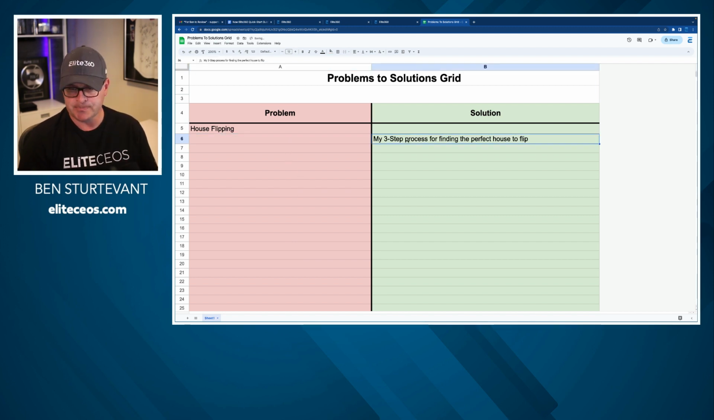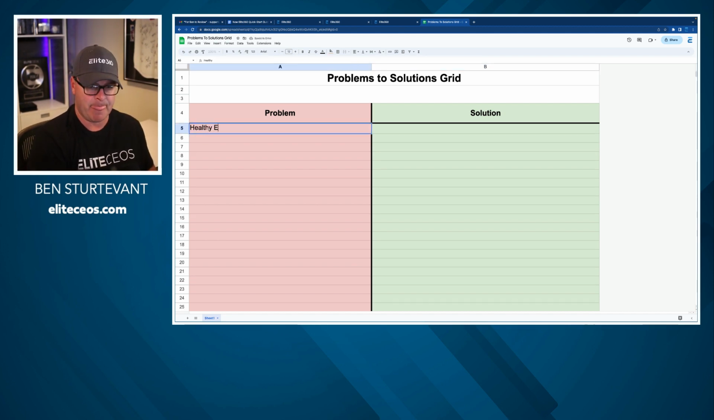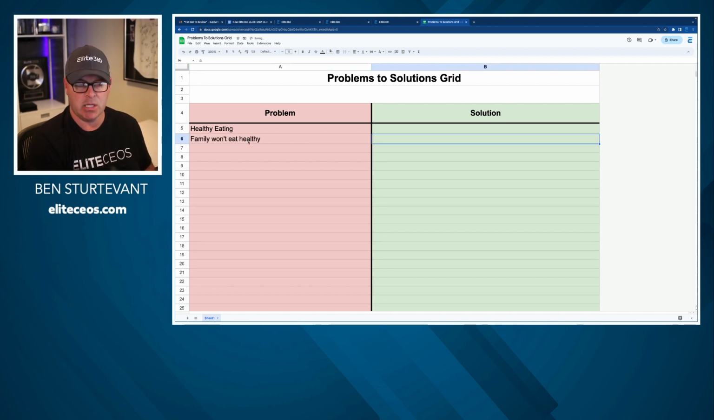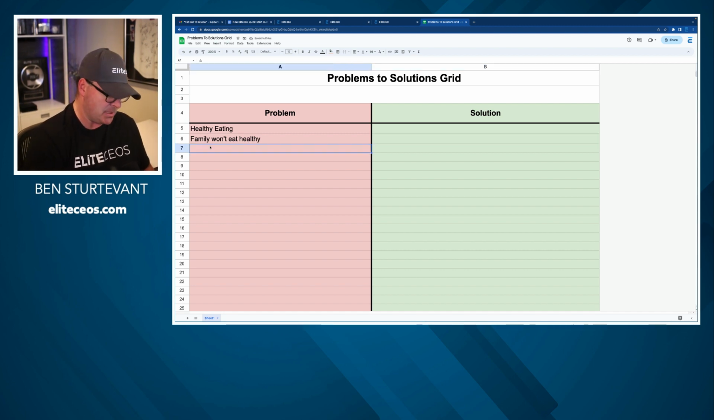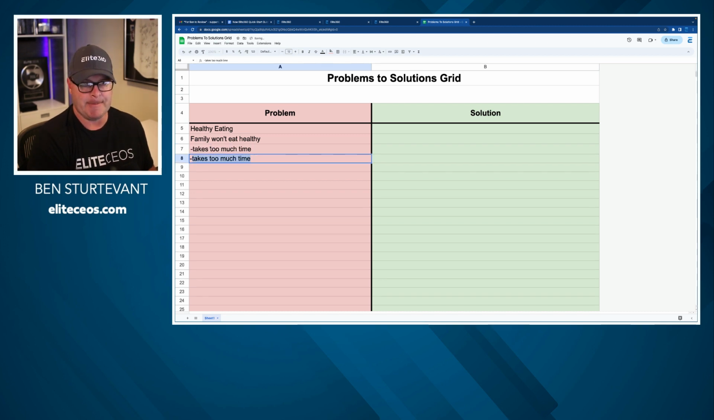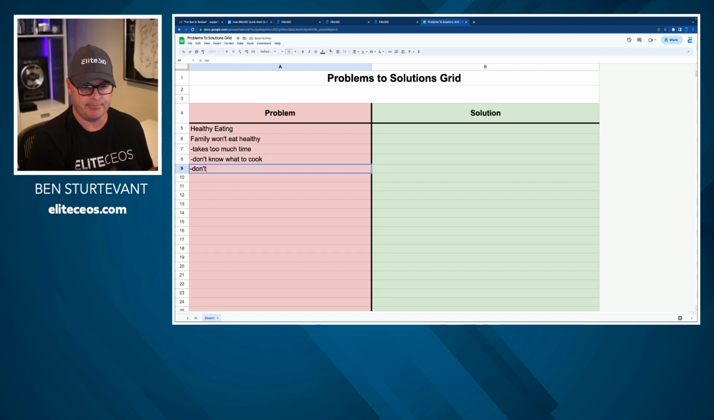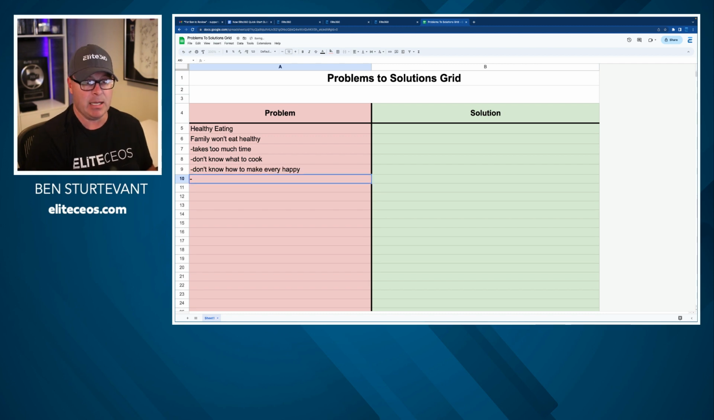So, let me go back to the family. Let's go back to healthy eating, right? And maybe the family won't eat it. That's a problem, right? So what could I do? Just in this one, I could create a whole subsection under just this sort of objection or problem or issue. What other problems are there? It takes too much time. Don't know what to cook. Don't know how to make everyone happy, right? And again, I can just go on and on and on around this one little subsection of eating healthy.